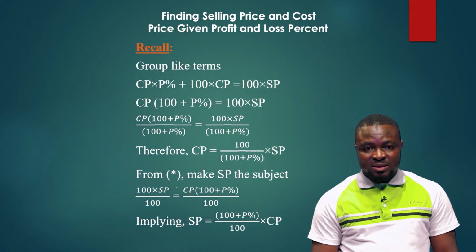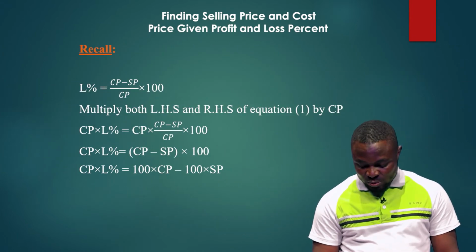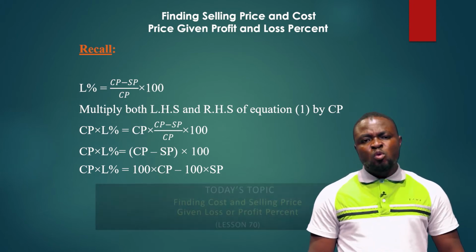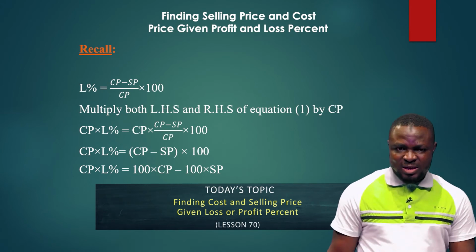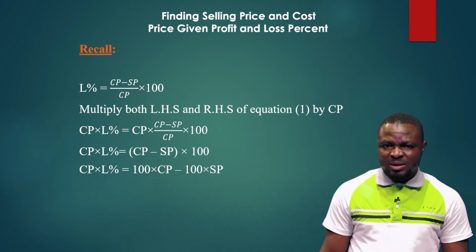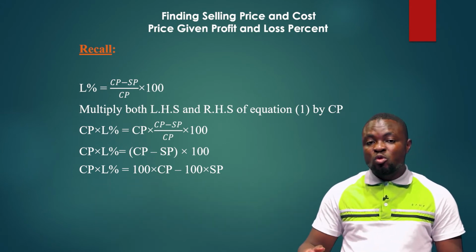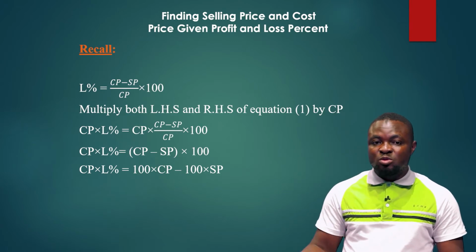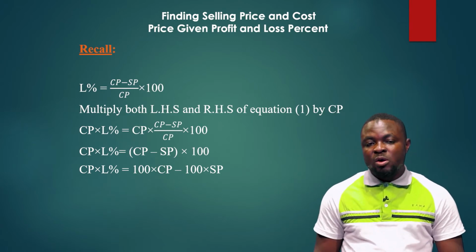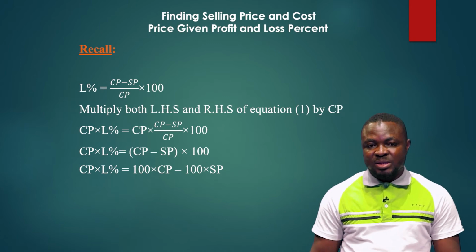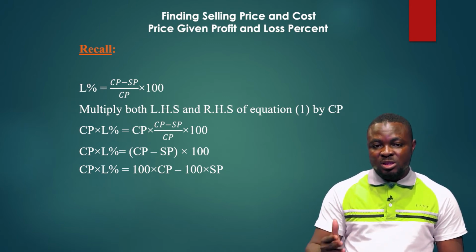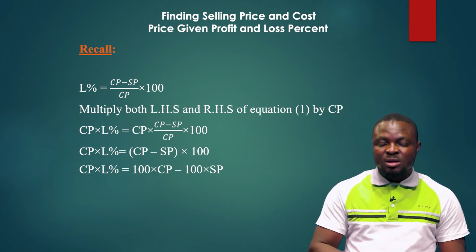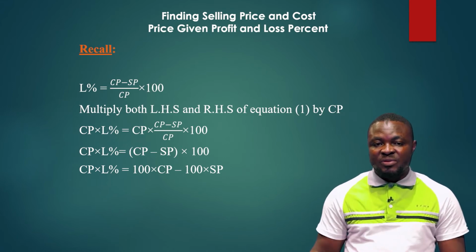Now the next thing that we shall look at is the loss percent. If you know your loss percent and you know your cost price or selling price, how do you determine the other? The first one is loss percent with selling price: you can find cost price. Loss percent with cost price: you can find selling price.